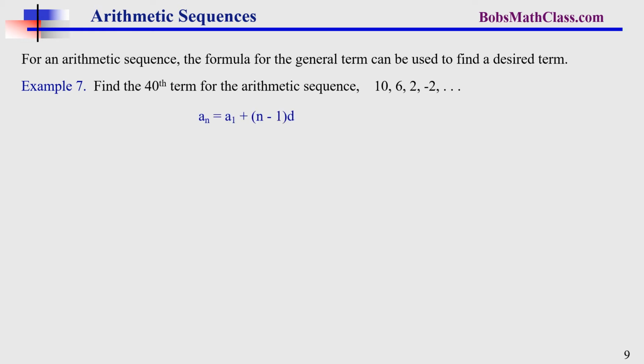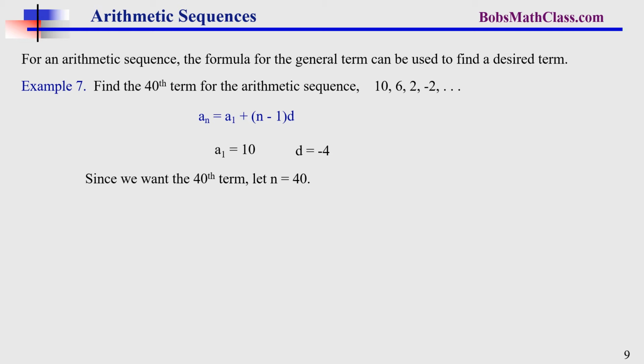Okay, here's our formula. a1 plus n minus 1 times d. What is our a1 and what's our d? Well, our a1 is 10 and d is negative 4. Remember, not positive 4, it's decreasing, so it's a negative 4. And then our n, since we want the 40th term, we're going to let n be 40. If we wanted the 50th term, then n would be 50. If we wanted the 400th term, then n would be 400.